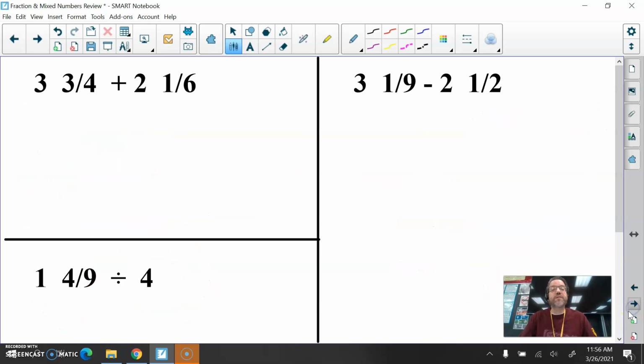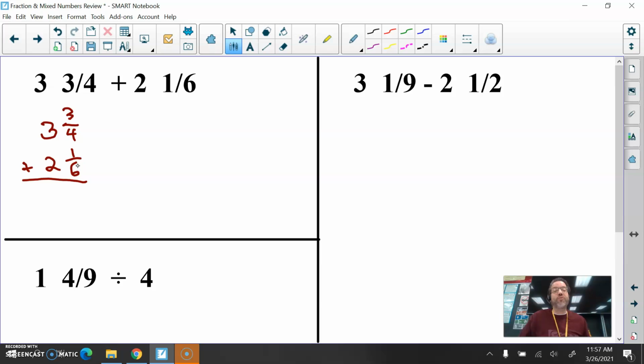All right, next example, I have 3 and 3/4 plus 2 and 1/6. All right, again, I'm going to rewrite this. I do not need to make these into improper fractions because, well, I'm not multiplying and I'm not dividing, I'm adding. So I'm just going to stack them, 3 and 3/4 plus 2 and 1/6. And so now I'm going to add these together, but I can't until I rewrite these so they have the same denominator.